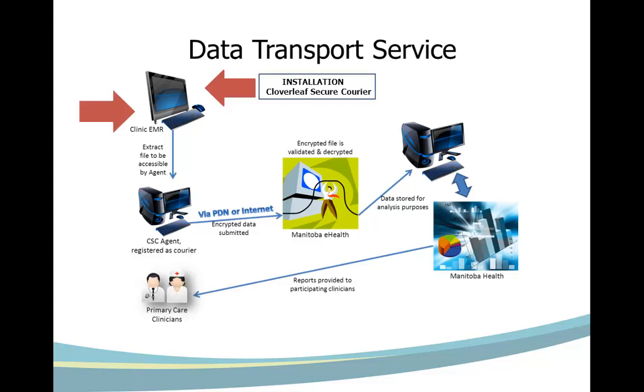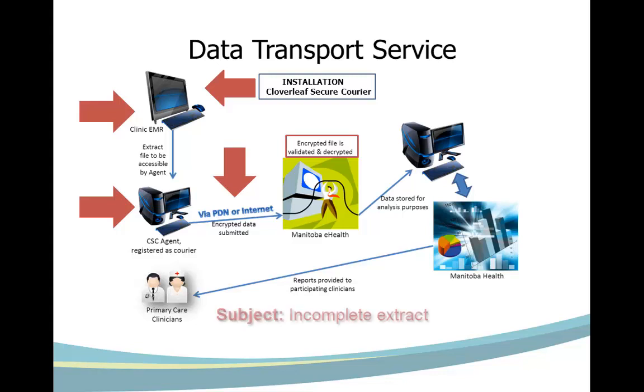Someone at the clinic generates the data extract. The courier checks the data extract folder periodically and picks up the files if present. The data is transported securely via the courier to Manitoba eHealth, where it is validated. If the data is not validated, clinics will receive the incomplete notification email, and the data will not be transported through to Manitoba Health. When the data passes validation, it goes through to Manitoba Health and is then stored in the repository for analysis. If the clinic has not met the minimum acceptance criteria, they will receive the unsuccessful extract notification, and the data will not be stored or analyzed.